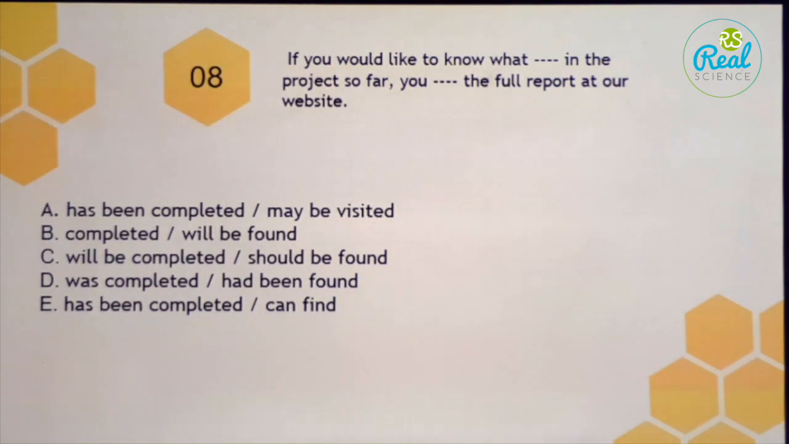Also A, B. It's E. I think it's E. I'm also for E. E is the correct answer. Because in the A version, to use the may been visited, it's not for this one. You may be visited the full report at our website. You maybe that would be suitable if there wasn't B, but with that one, it's not suitable.